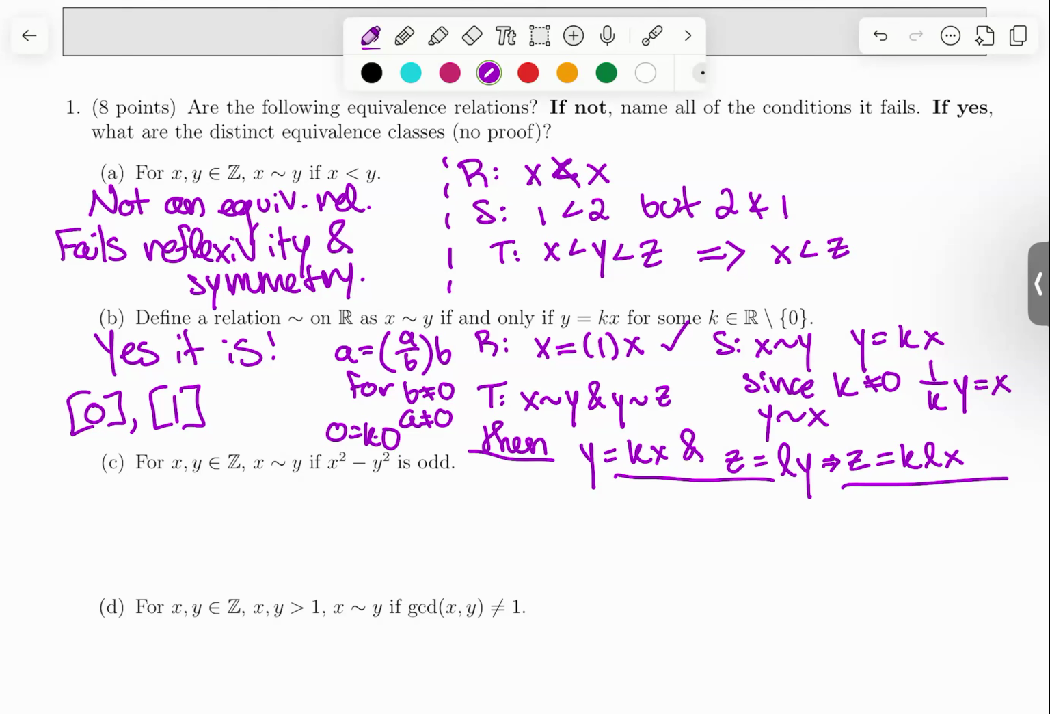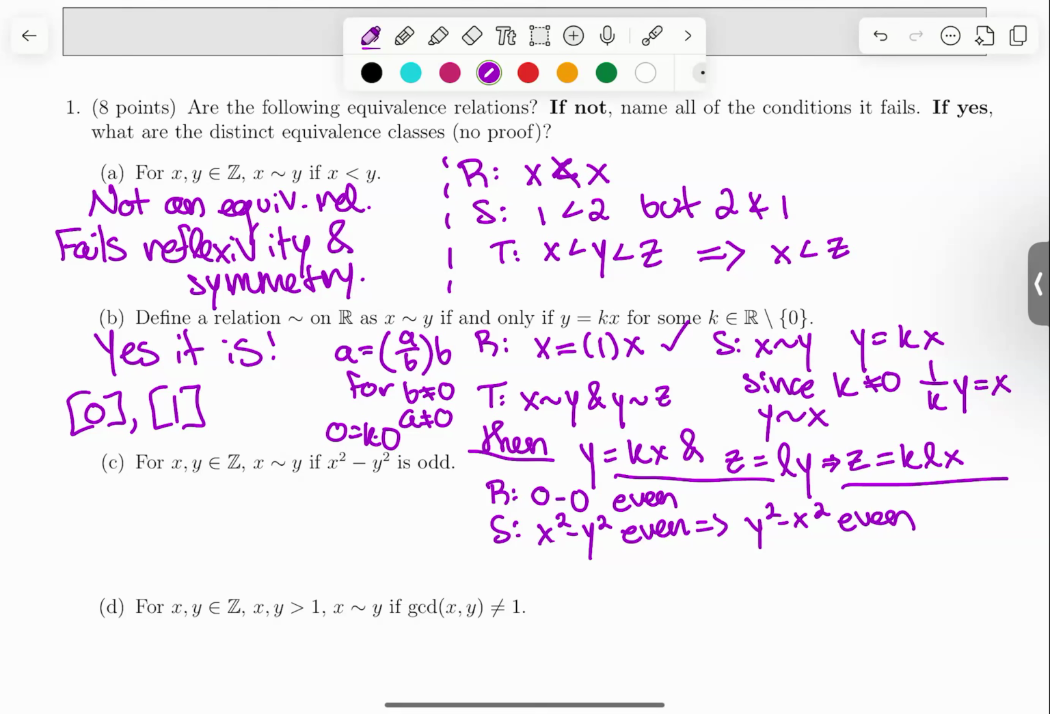Okay. All right. x squared minus y squared is odd. This is not an equivalence relation because it's not even reflexive. So 0 minus 0 is even. Symmetry is fine because if x squared minus y squared is even, then y squared minus x squared is going to be even again. Transitivity is not the case because you need odd minus even or vice versa, right? Even minus odd to get even.